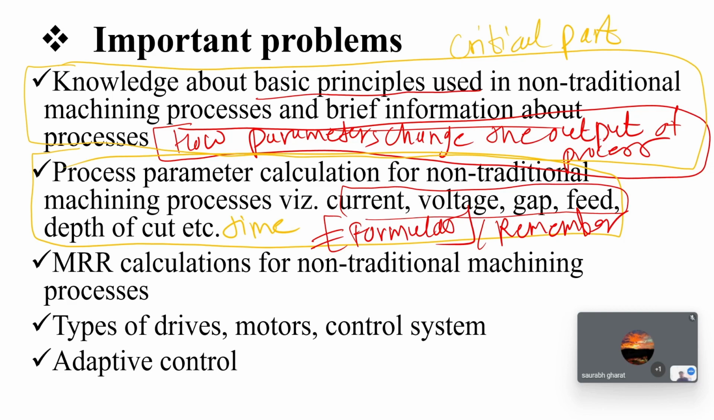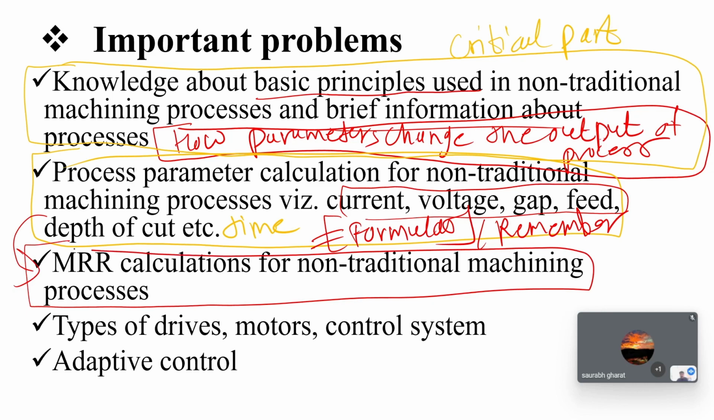Again, when you calculate these parameters, you also calculate the MRR. MRR is also important. MRR is the most important here. If you can skip this part, but the most important is the MRR part.